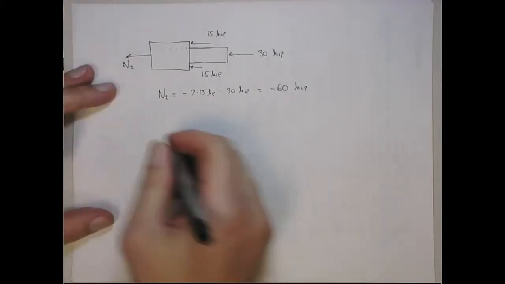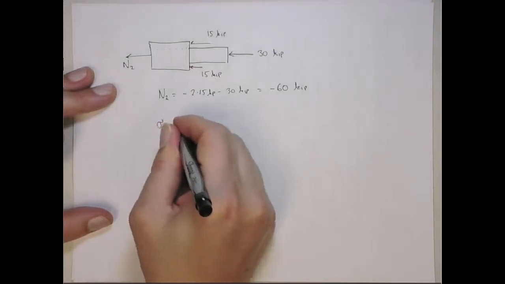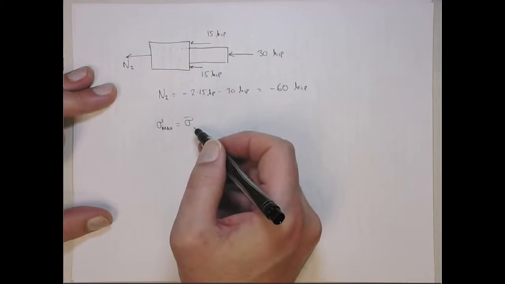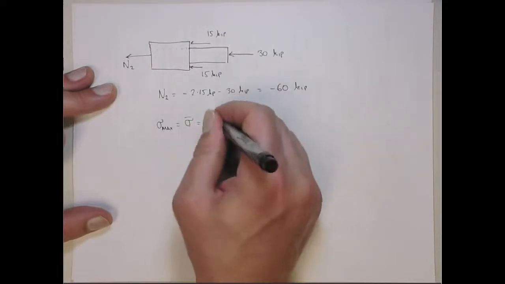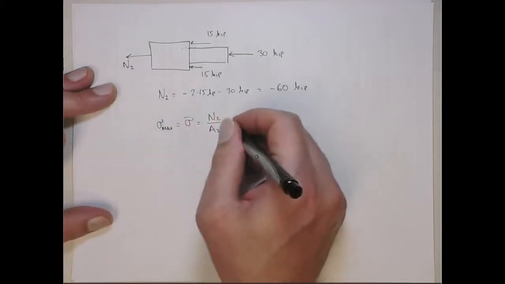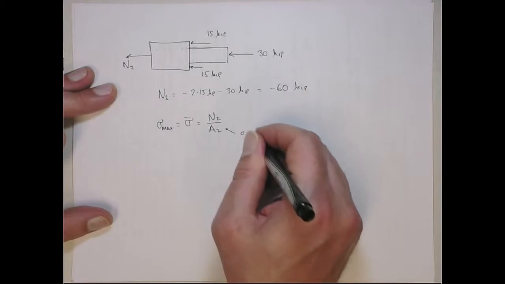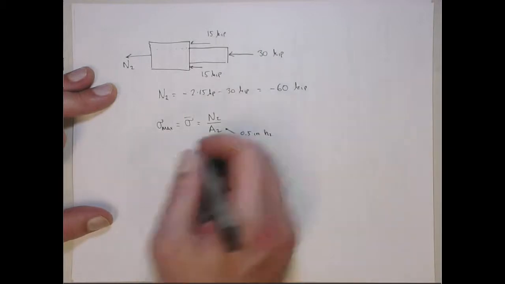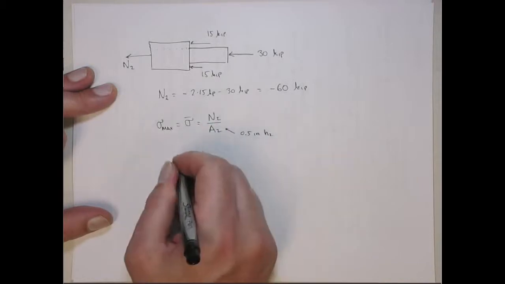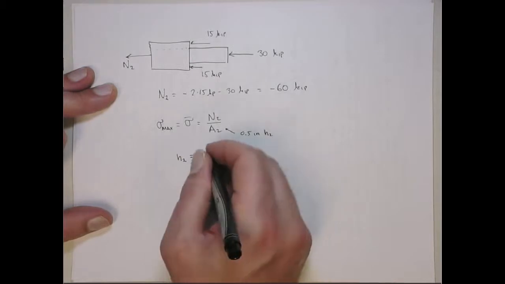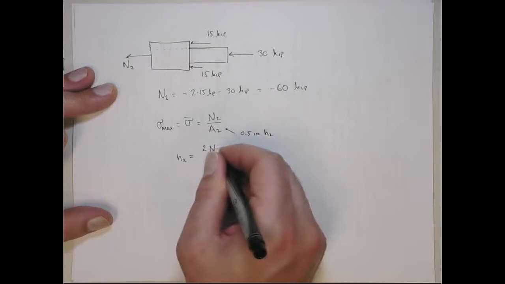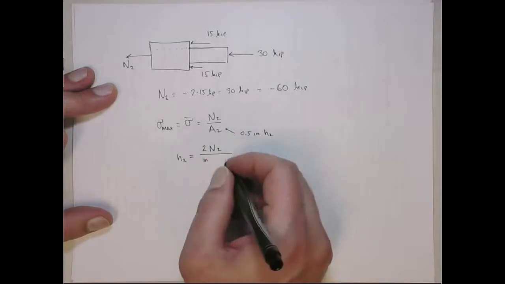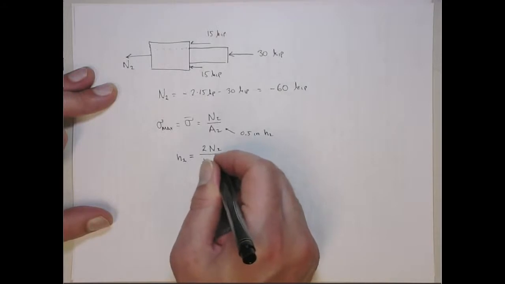We can go through the same analysis. In this case, sigma max, we're going to let that be the design stress, which is the yield divided by the factor of safety. That's equal to the average normal stress, which is N2 over the cross-sectional area. This area again is going to be 0.5 inches times H2. So now we can solve for H2. H2 is equal to 2 times N2 over, I got an inch down here, and then sigma max. Okay?